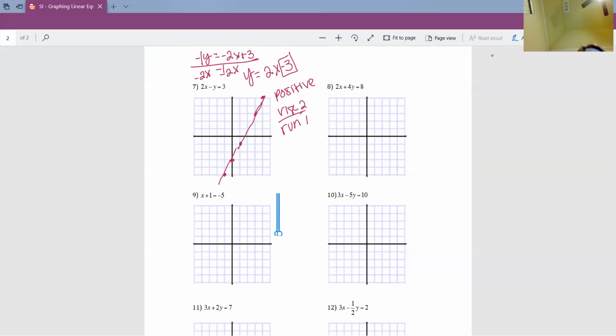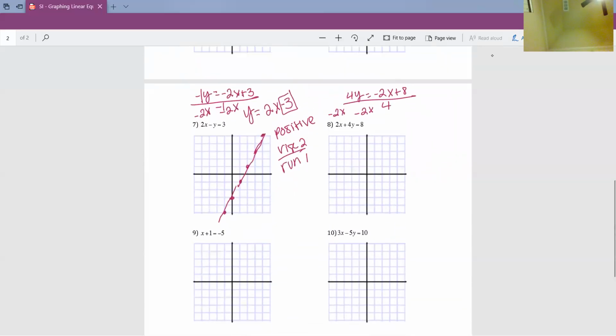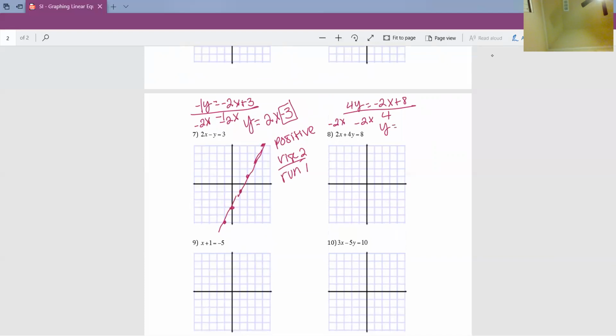Oh, erase some stuff. Okay, number 8. So we have minus 2x, minus 2x. So you have 4y equals -2x plus 8. Now we're going to divide everything by 4. So we get y equals -½x plus 2.